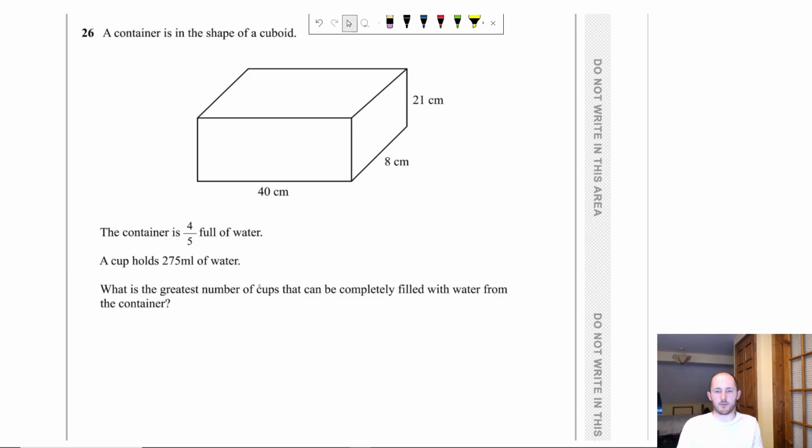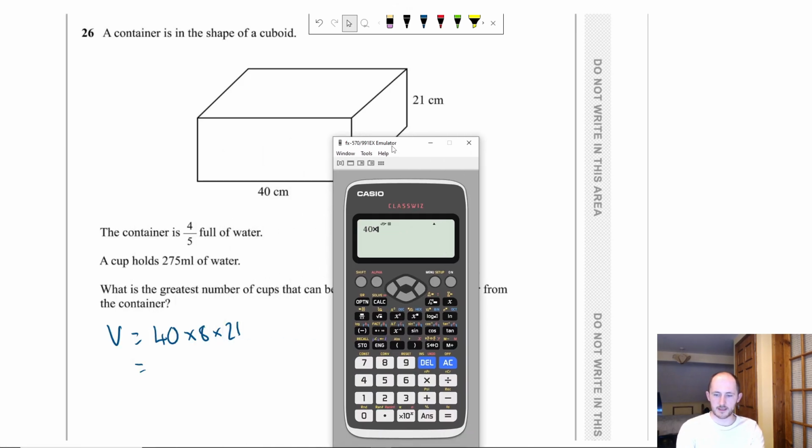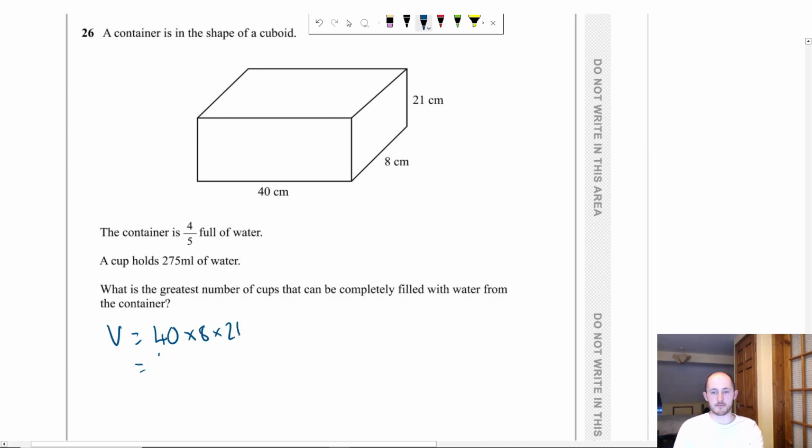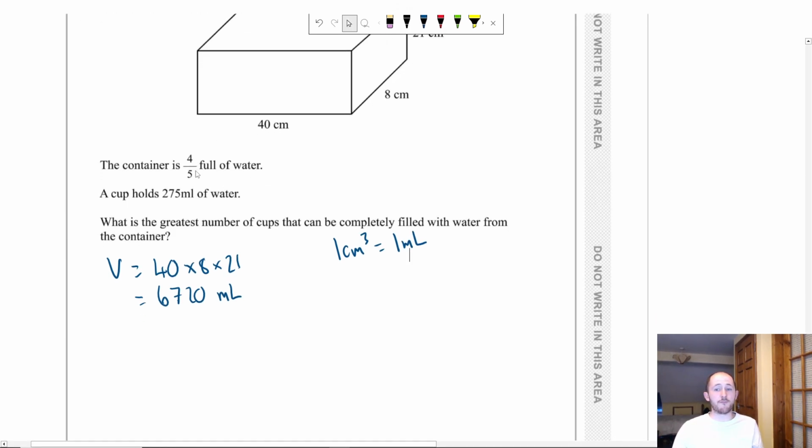Now how do you work out the volume of a cuboid? Well, all you do is you times the width by the depth and by the height. So you're just timesing the 3 numbers together. Pretty okay so far. Let's again whip out our calculator. 40 times 8 times 21 gives me 6,720. In this case, I'm going to call it millilitres, because again, 1 centimetre cubed equals 1 millilitre. Nice and easy.